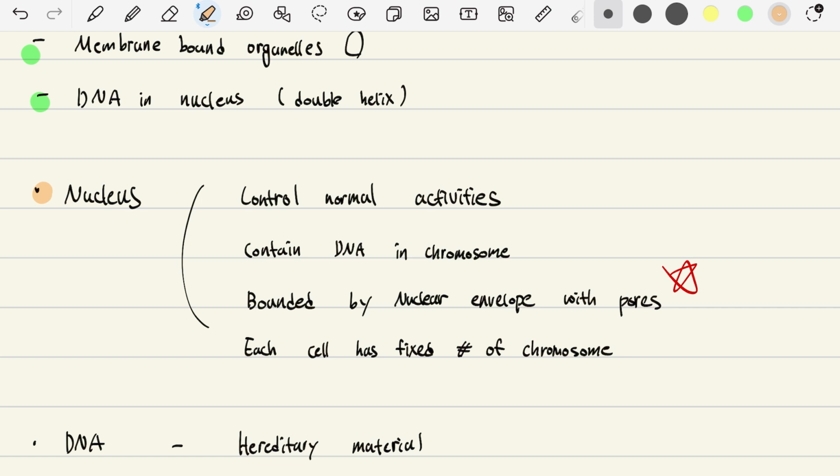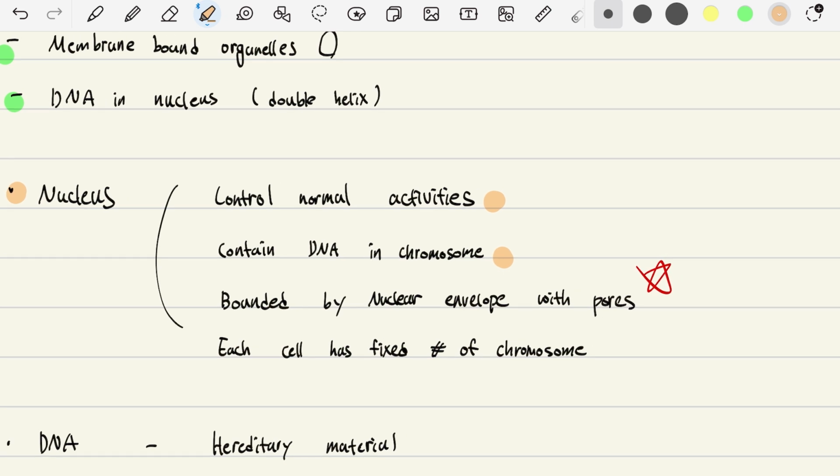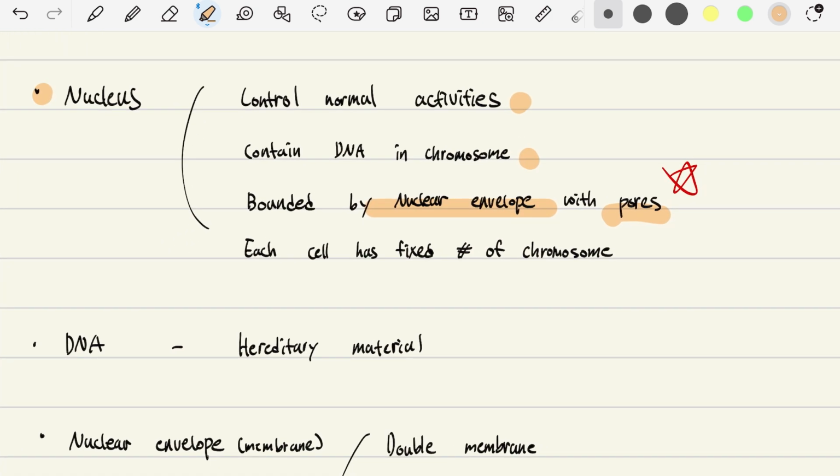In the nucleus, they control the normal activities. They contain DNA inside chromosomes, and they are bounded by a nuclear envelope with pores. And each cell has a fixed number of chromosomes inside its nucleus. For example, humans have 46 chromosomes, and if they lack a chromosome, they're going to have a genetic disorder or other symptoms.